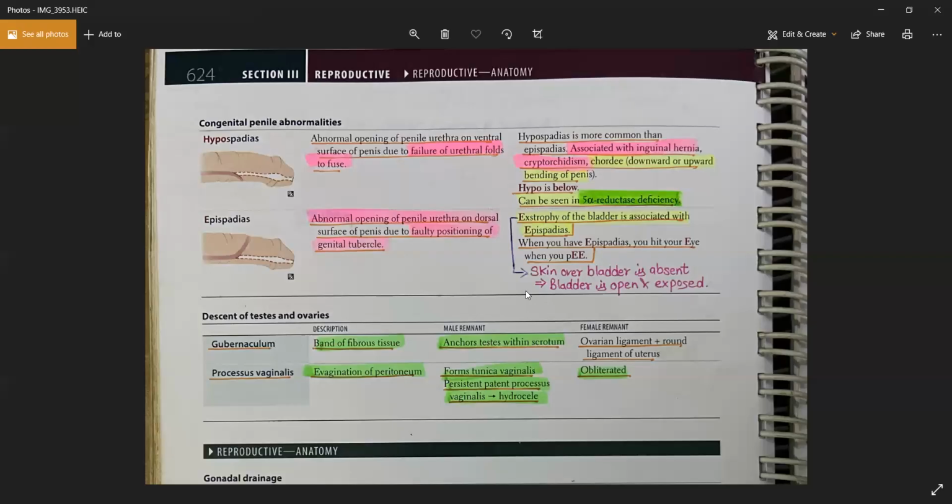What is this? Myelocele. No, myeloschisis. Right? In myeloschisis, you have no skin, no tissue, no bone covering your spinal cord. So your spinal cord is exposed and open. Myeloschisis.